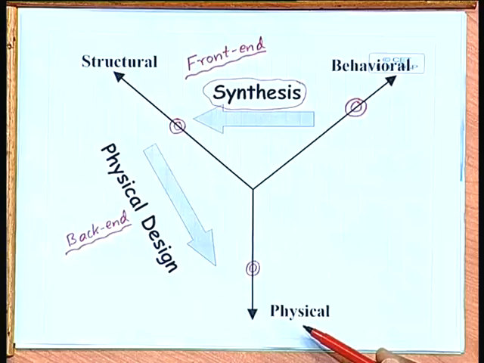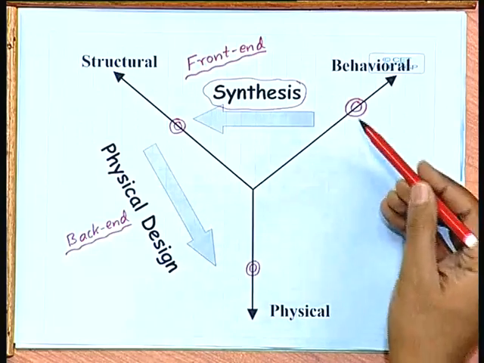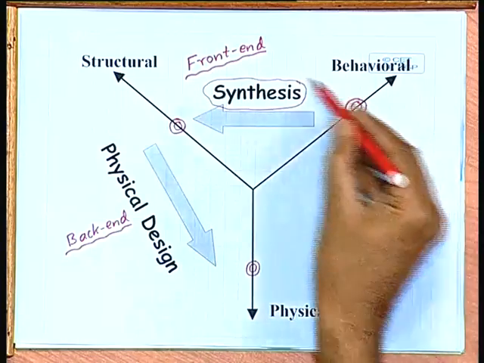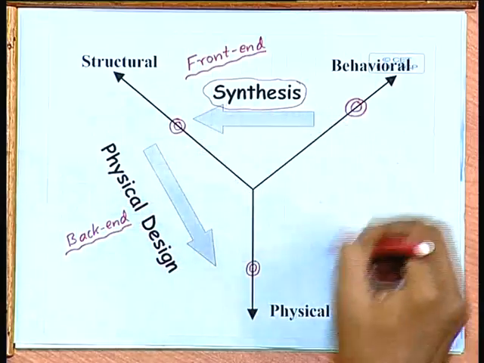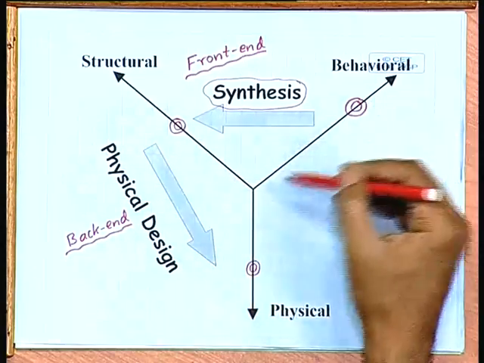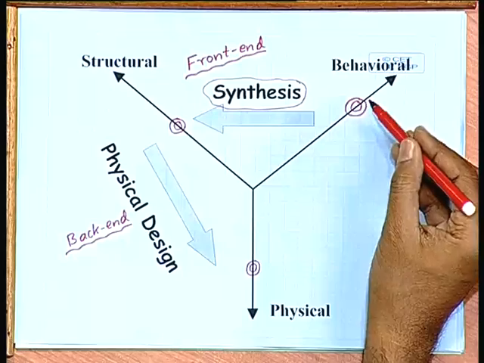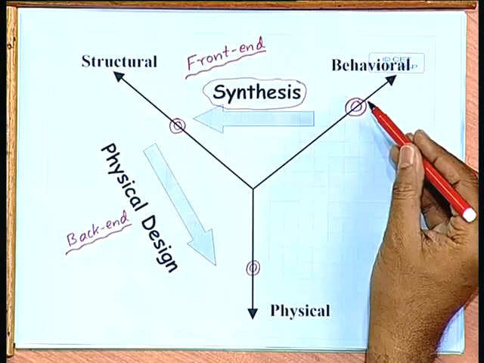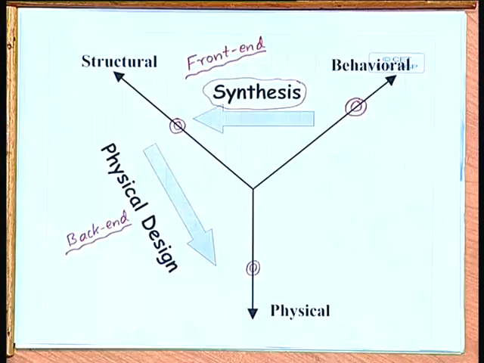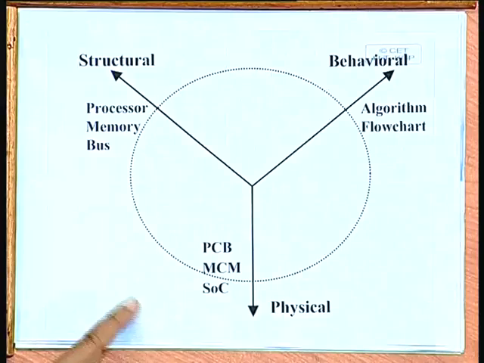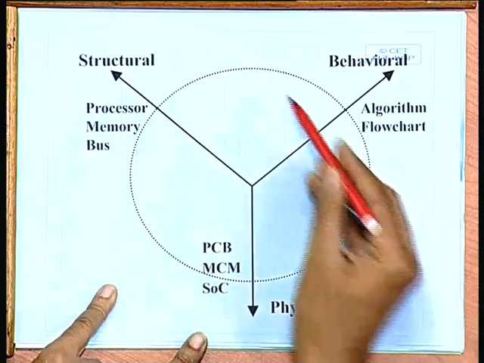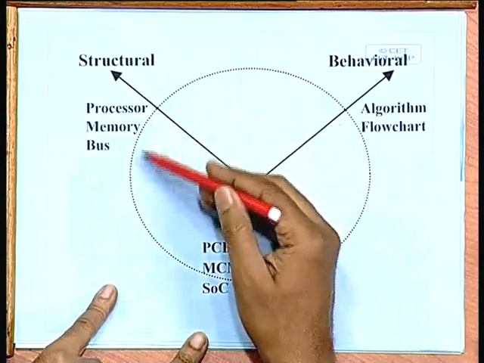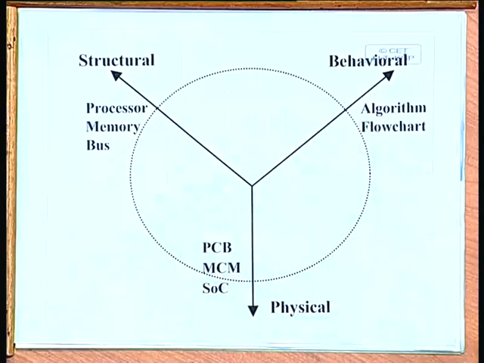Okay. Now, let us see, we had said that on this Y diagram we can superimpose the circles, and as we go towards the outside of this Y, the design becomes more abstract. So, let us try to understand what this means. Okay. So, we start with a circle which is the most abstract design that we can think of.